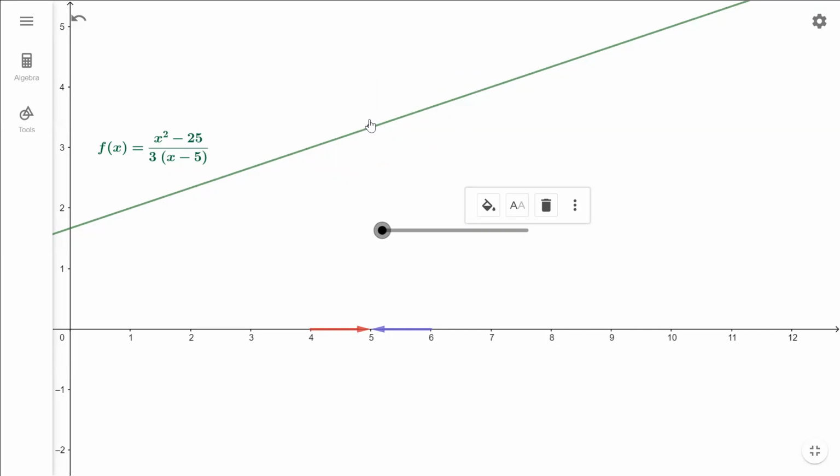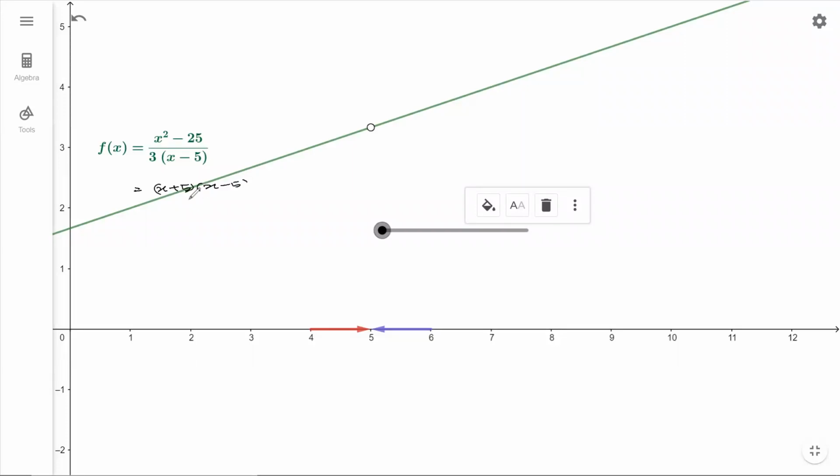If we can substitute directly after we do something about it, that means we get rid of the 0 in the denominator by factorizing. So we have (x plus 5) just now. After we factorize, we got this form, right? And after we cancel this, our f(x) is equivalent to (x plus 5) over 3. So when we substitute 5 here, we will have 10 over 3, which is 3.33.